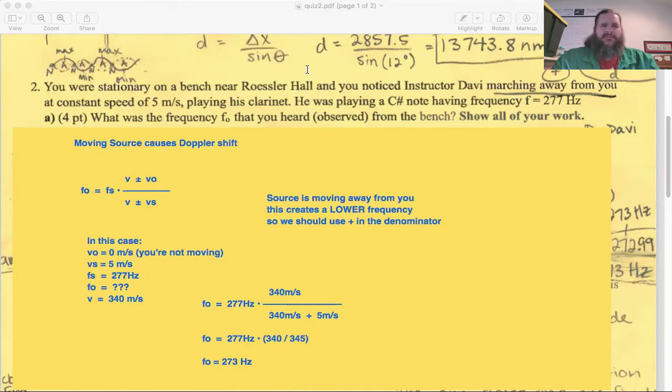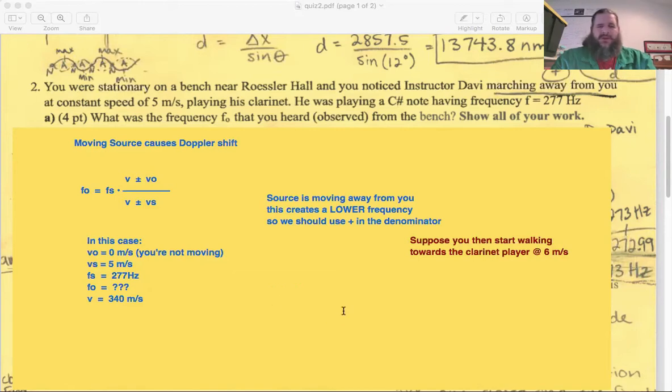Let me switch this to a different color. Suppose you then start walking towards the clarinet player at, let's say, 6 meters per second. You want to catch up, so you walk a little faster. In that case, we'd still have the plus 5 meters per second in the denominator because the clarinet player is still moving away from you.